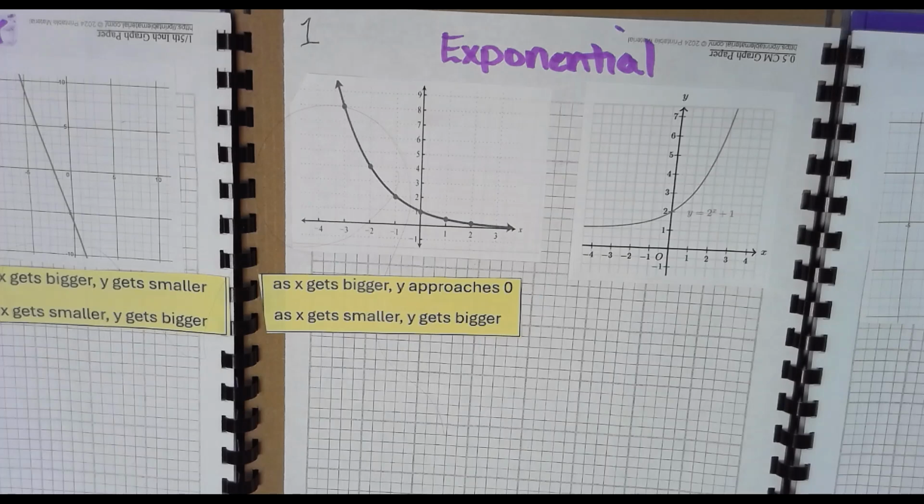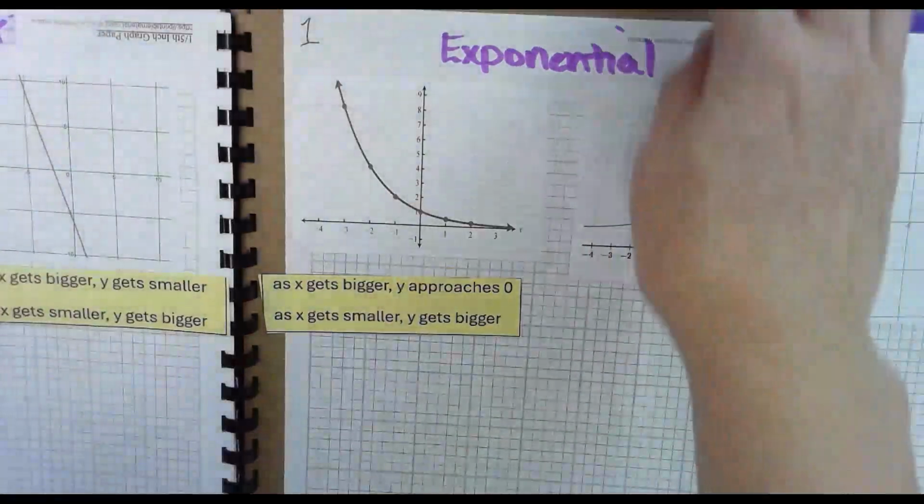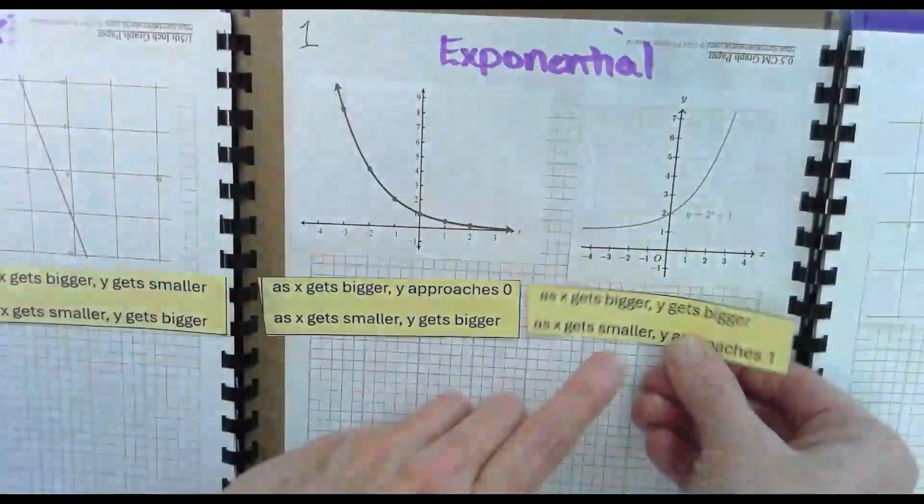Okay, so let's look at this one. As X gets bigger, where's Y going? Up. So as X gets bigger, Y gets bigger. Now here's the weird part. When X gets smaller, what's going on? This is one of your options. Y is approaching 1. It's approaching this 1. So that goes there.